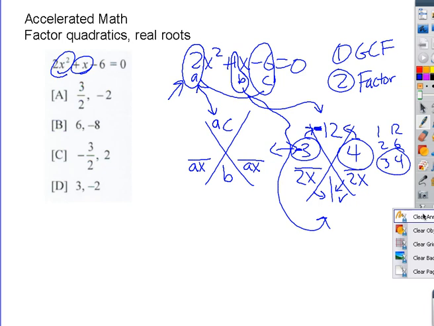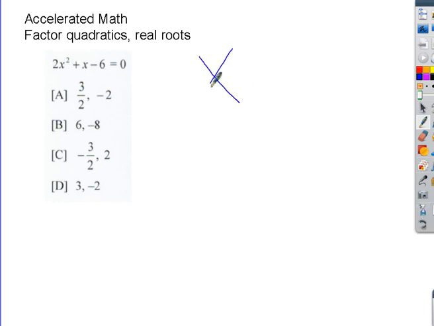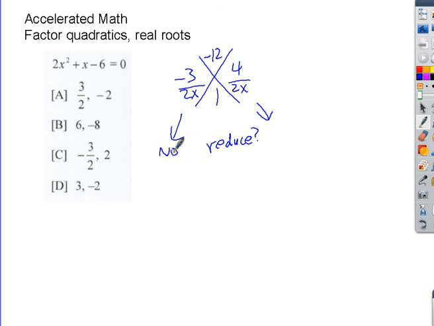And what we did was we had negative 12, 1. We ended up with, we were dividing by 2x, dividing by 2x, and we had negative 3 and 4. Here's the next step. Can you reduce these things? Can you reduce? In this particular case, no. Therefore, you're going to have this binomial, and your factored expression is going to be 2x minus 3. Over here, yes, you can reduce it, and it goes down to 2 over 1x.